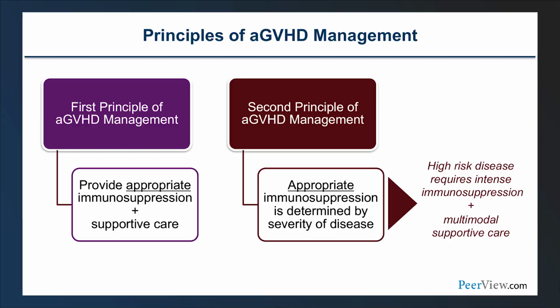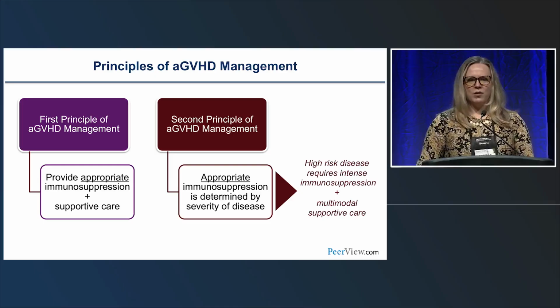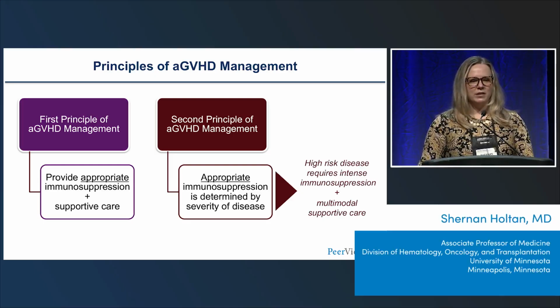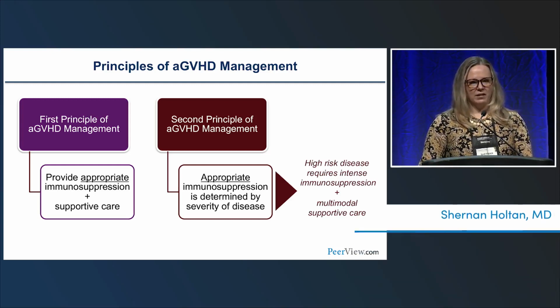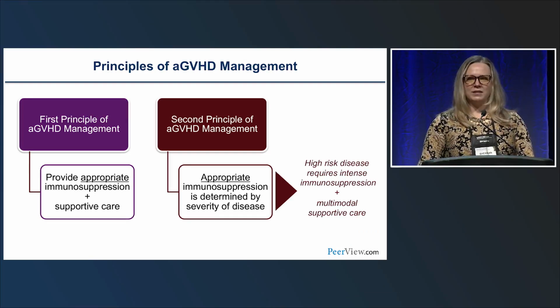We'll be moving now to management of acute graft versus host disease when it occurs, and really speaking broadly about our approach and focusing on recent data, including that presented at this meeting. Overall, the first principle of acute GVHD management is that we need to provide appropriate immunosuppression plus supportive care. So appropriate immunosuppression is difficult to define, and we'll be diving into that a little bit deeper. But the second principle that follows is that appropriate immunosuppression is determined by the severity of disease.